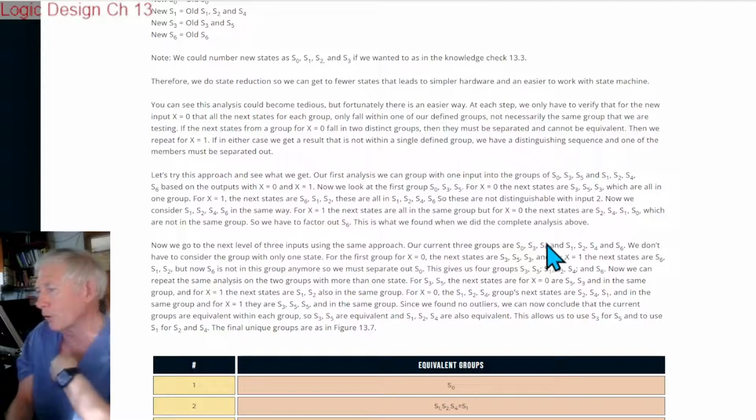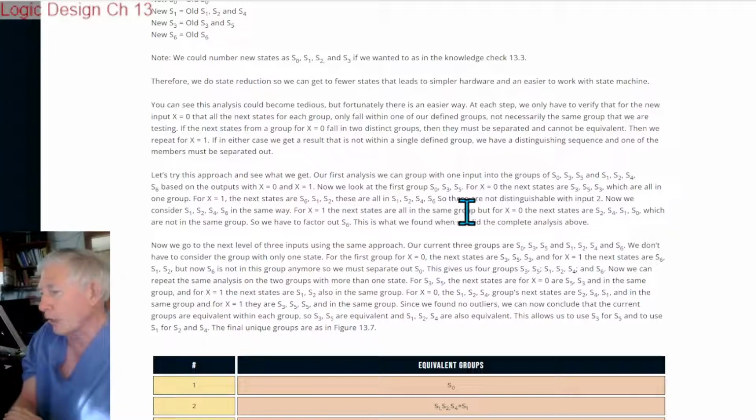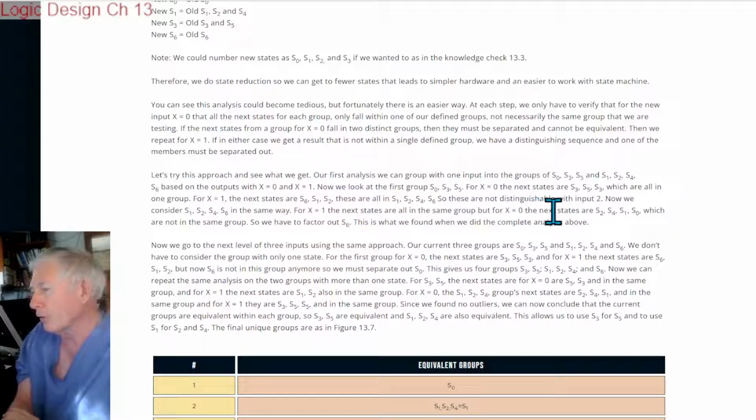For x equals 0, the next states are 3, 5, 3, which are all in one group. For x equals 1, the next states are 6, 1, 2. These are all in the 1, 2, 4, 6 group, so they're not distinguishable. Now we consider S1, 2, 4, and 6 in the same way. For x equals 1, the next states are all in the same group, but for x equals 0, the next states are 2, 4, 1, and 0, which are not in the same group, so we have to factor out S0. This is what we found when we did the complete analysis above.